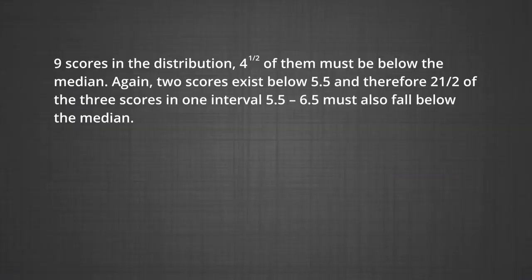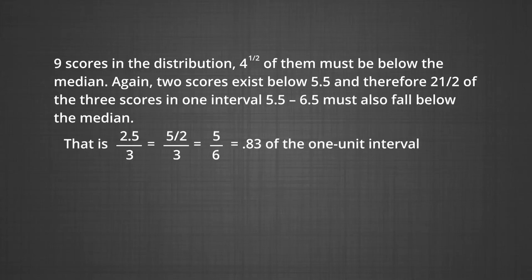Since there are in all 9 scores in the distribution, 4.5 of them must be below the median. Again, 2 scores exist below 5.5, and therefore 2.5 of the 3 scores in the one interval 5.5 to 6.5 must also fall below the median. The above situation is shown in the following calculation.